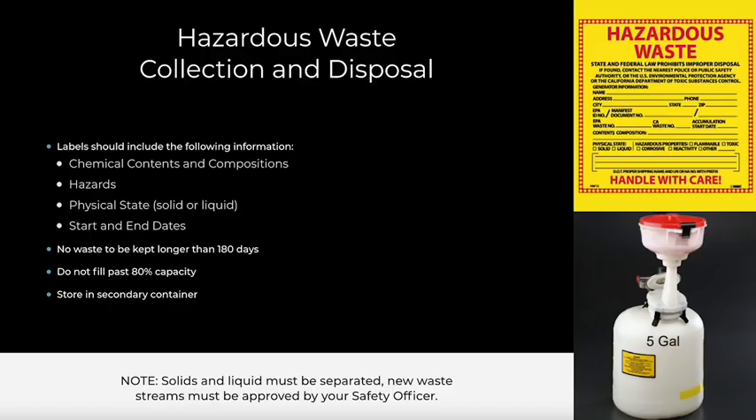Hazardous waste collection and disposal is an important aspect of ensuring the safety of a facility and the environment. The following guidelines must be followed to ensure proper hazardous waste collection and disposal. Labels should include the following information: chemical contents and compositions, hazards, physical state, solid or liquid, start and end dates. No waste should be kept for longer than 180 days. Do not fill containers past 80% capacity. Store in secondary container. Contact your local hazardous waste collection agency for proper disposal instructions.